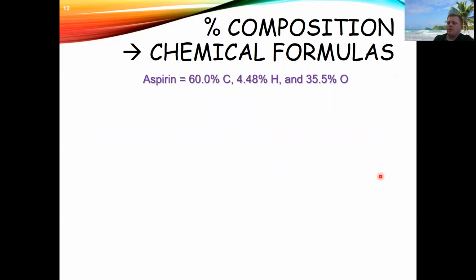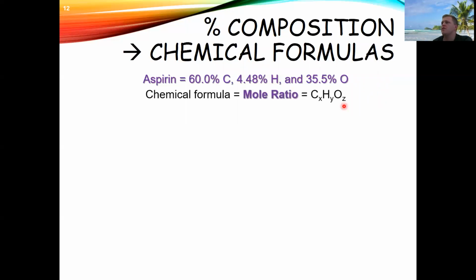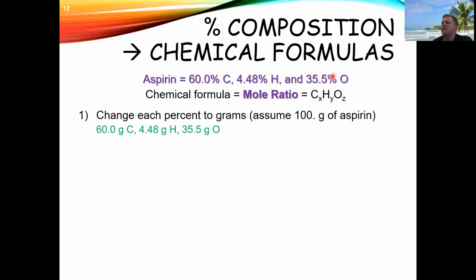Now, how do we go, though, from that percent composition to a chemical formula? How do we take this information and turn it into something that chemists can look at and determine chemical properties? Well, we're going to have to figure out our mole ratio. So to do that, we're going to change these percentages into grams. And so we're going to just change this 60% carbon to 60 grams of carbon.